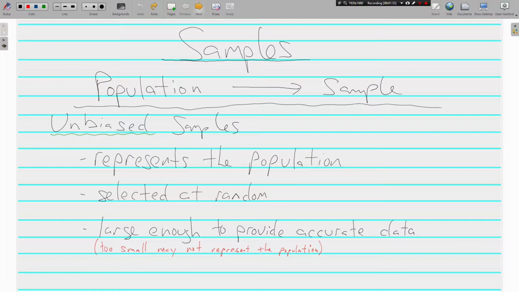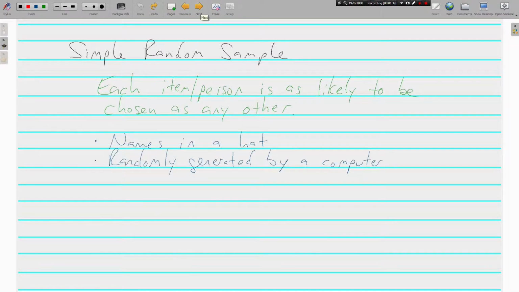There are 3 types of unbiased samples that we're going to look at this year, and the first is called a simple random sample. This is where each item or person is just as likely to be chosen as any other. Drawing names out of a hat, or a computer program that randomly generates an item or a person, those would work. Completely random. Everybody's got the same chance of being chosen as anybody else.